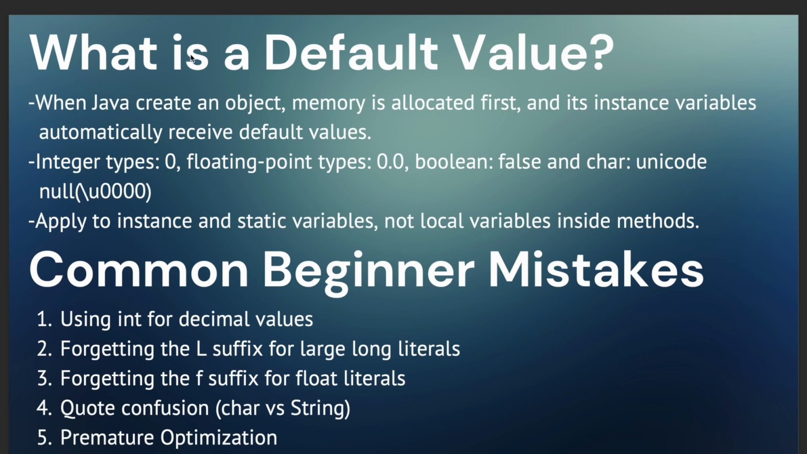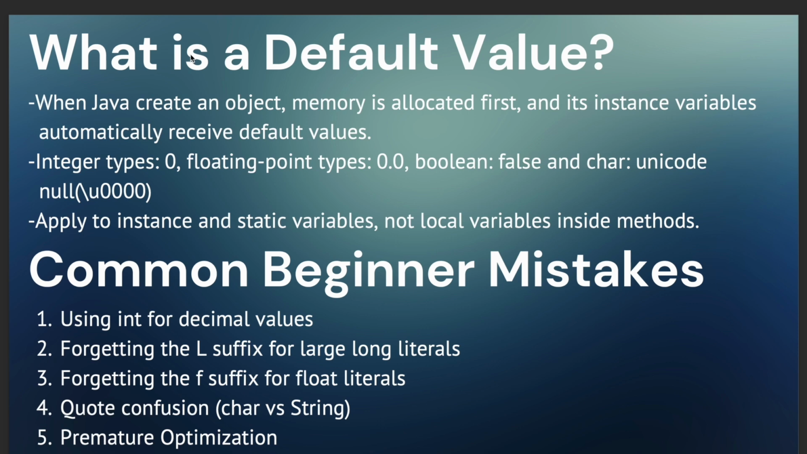What exactly is a default value? Let's understand. Imagine moving into a new apartment. Before you place any furniture inside, the rooms already exist. Similarly, when Java creates an object, memory is allocated first, and its instance variables automatically receive predefined values. These predefined values are called default values. Integer types are initialized to 0, floating point types to 0.0, boolean to false, and char to Unicode null. These default values apply to instance variables and static variables, not local variables inside methods.